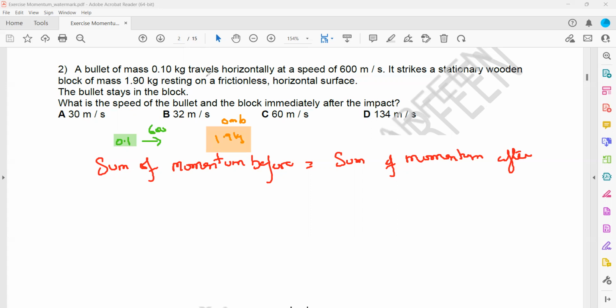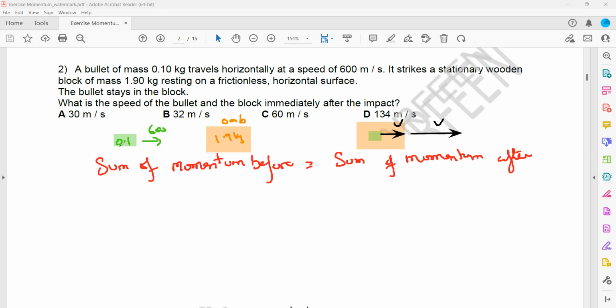This is before the collision. After the collision, when they collide with each other, the bullet stays in the block. So if the bullet stays in the block, it means the bullet and block both will move together with the same speed. If objects stick together, come in contact and move with the same speed, then the final speed of the bullet and the block will be the same, as the bullet is stuck into this block.